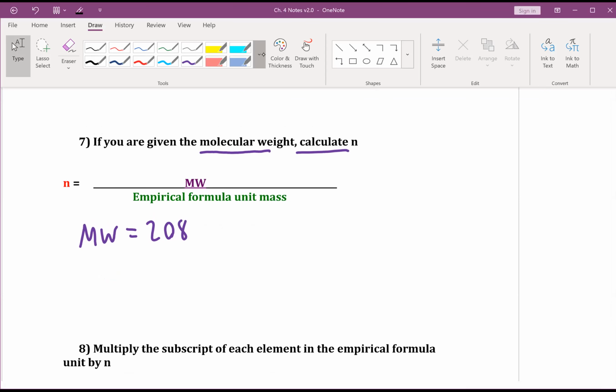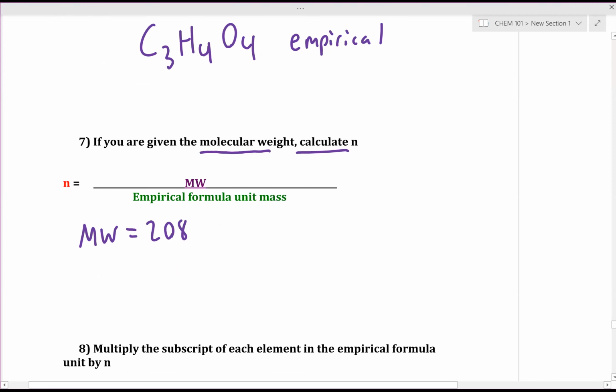So then let's walk through how we would go about completing this. If we know our empirical formula is C3H4O4, let's figure out the molar mass of this empirical unit. So take a moment, punch it into your calculators, and then we'll discuss in a few seconds. Try to calculate the molar mass of this empirical subunit.